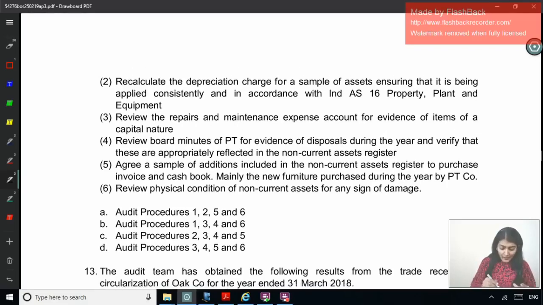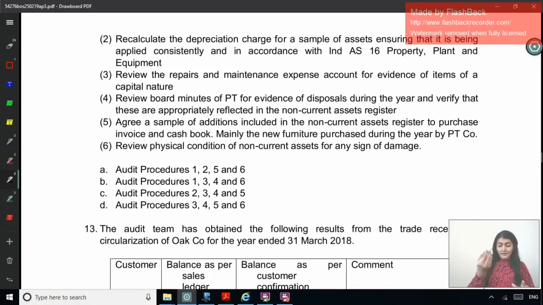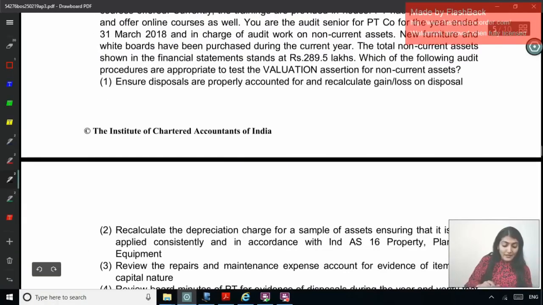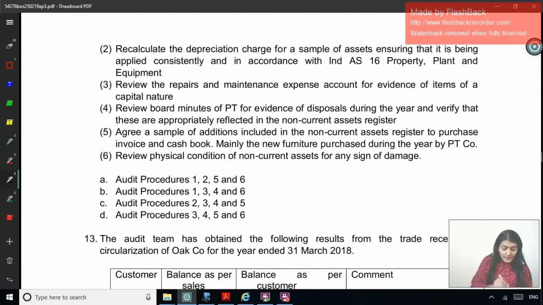Okay, right, so one, we need to first see whether one is to be included, because then obviously C and D would be out, and if one is not to be taken, then you have to select from 2 and 3, and if 1 is to be taken, then out of A and B. Right, so ensure disposals are properly accounted for and recalculate the gain loss on disposal. So for doing the valuation, you obviously have to check the additions and deletions during the year, right, and the depreciation, amortization, impairment. Right, so procedure number 1, yes, okay. Now, so procedure number 1, yes, so now A and B.